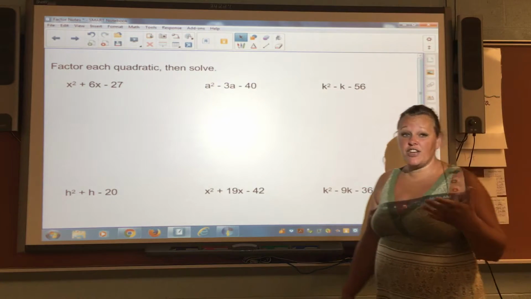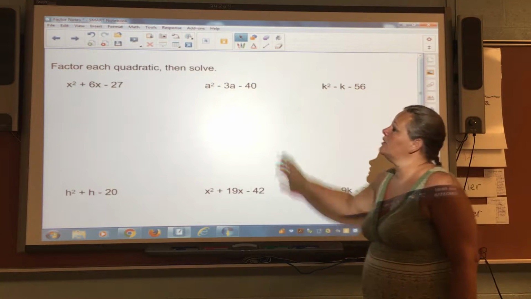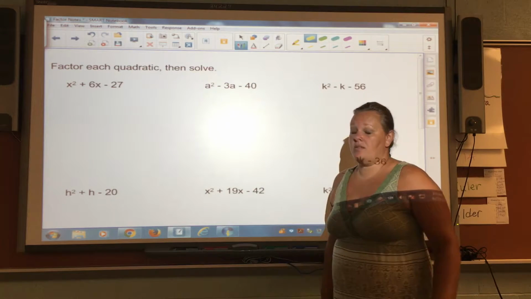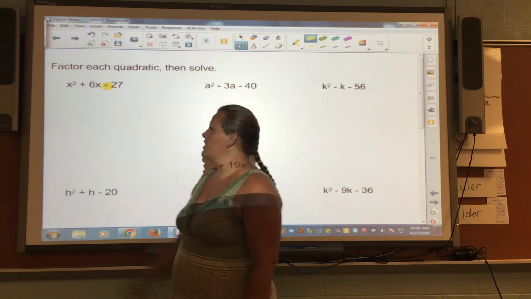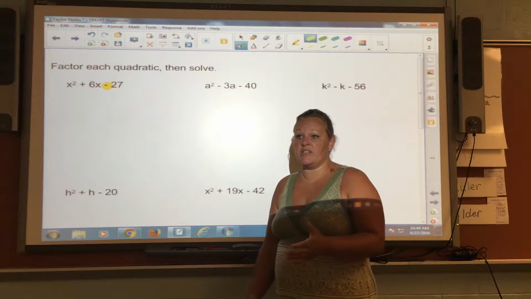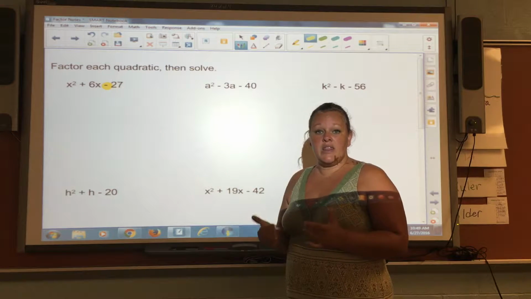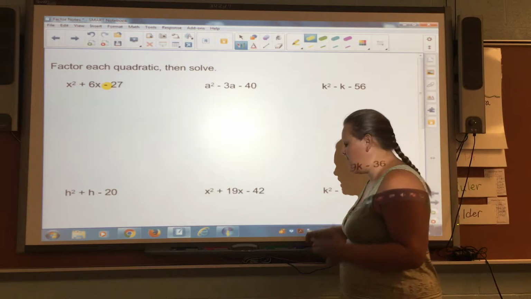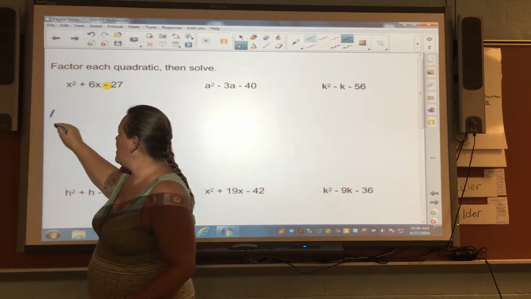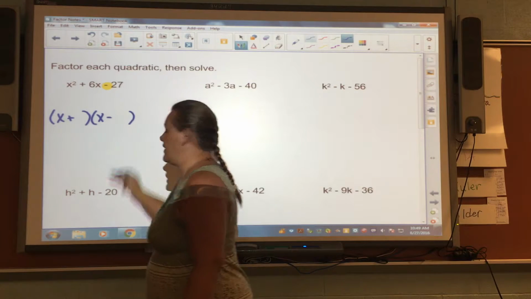All right, part two of factoring and solving. This one, again, when you're factoring quadratics, you want to look at that last symbol. This time it is a minus 27. So when we multiply, in order to get a negative number, that means our signs have to be different. I need one plus and one minus. So I know I'm going to have x plus something and x minus something.